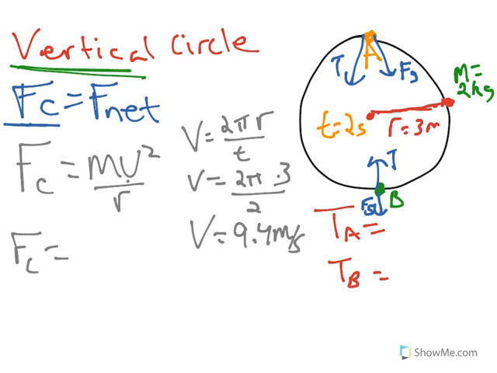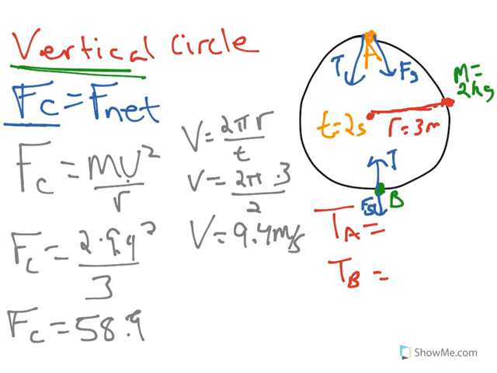Fc is equal to the mass of the thing, which was 2 kilograms, times 9.4 squared divided by 3 meters, which is our radius. So 2 times 9.4 squared divided by 3 is 58.9. So the centripetal force is equal to 58.9 newtons. Now we need to move on.